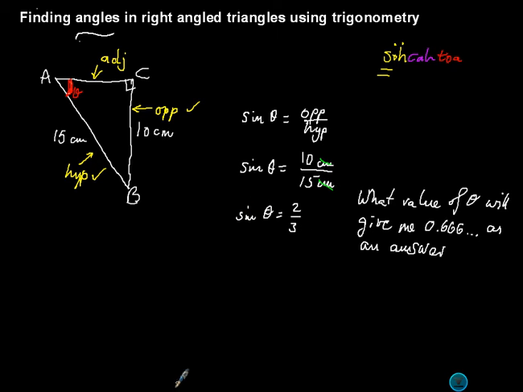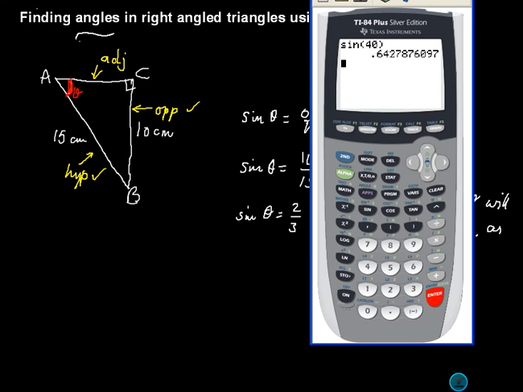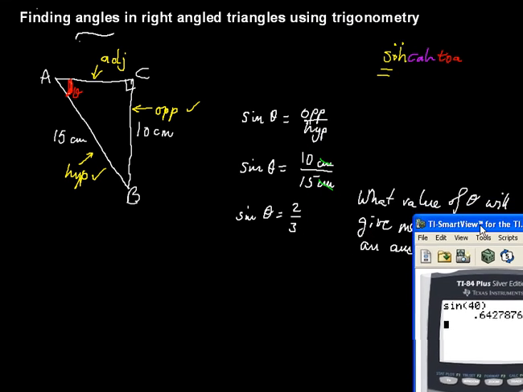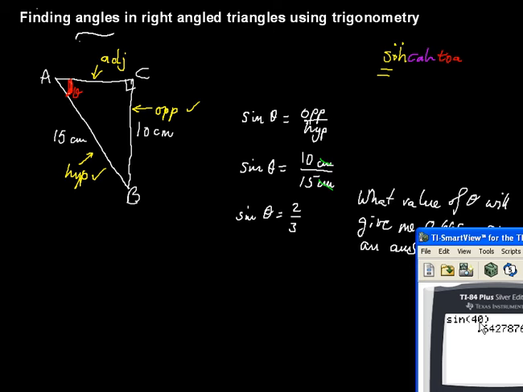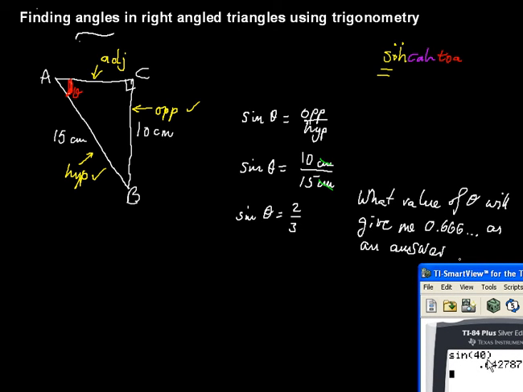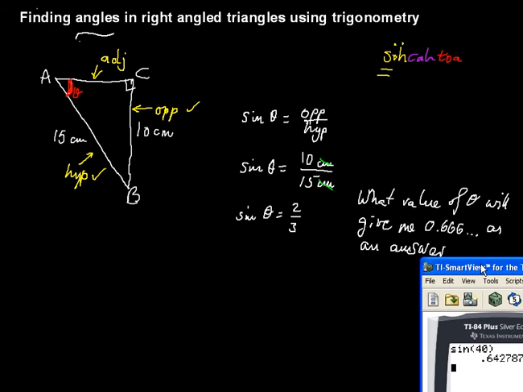Now I could try this out with my calculator. You can see that sine of 40 degrees is really close to that, 0.64, so it's not far from 40 degrees, but I don't want to be using trial and error. How can I work out the exact value of theta in this case?